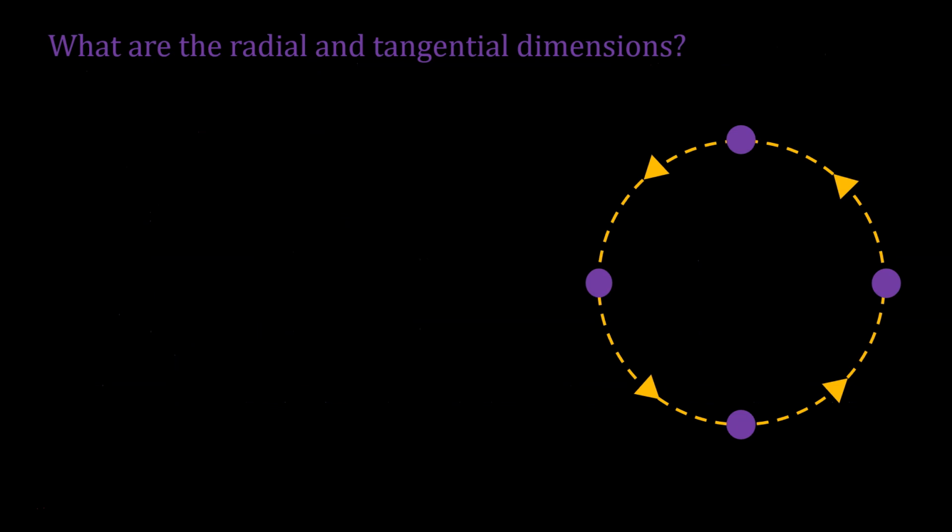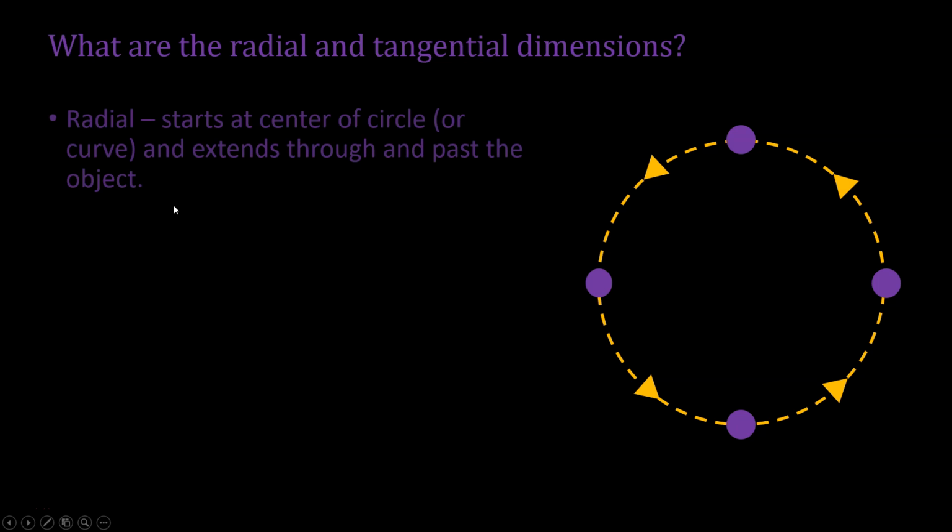Let's get started. First, let's just take a quick review of the radial and tangential dimensions. And here we have an object moving in a circular path, and I've shown it at 4 different spots. And so the radial dimension starts at the center of the circle or curve and extends through and past the object.